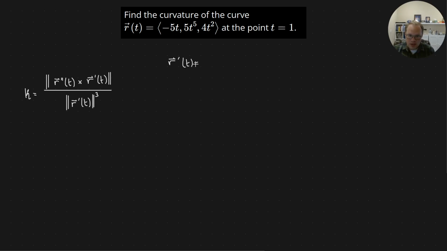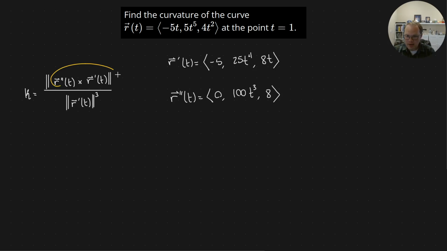R prime of t is -5, 25t to the 4th, and 8t. All right. R double prime of t is equal to 0, 100t to the cubed, 8. All right. In the numerator, I'm going to need the cross product of these. So here I have it written as r double prime cross r prime.